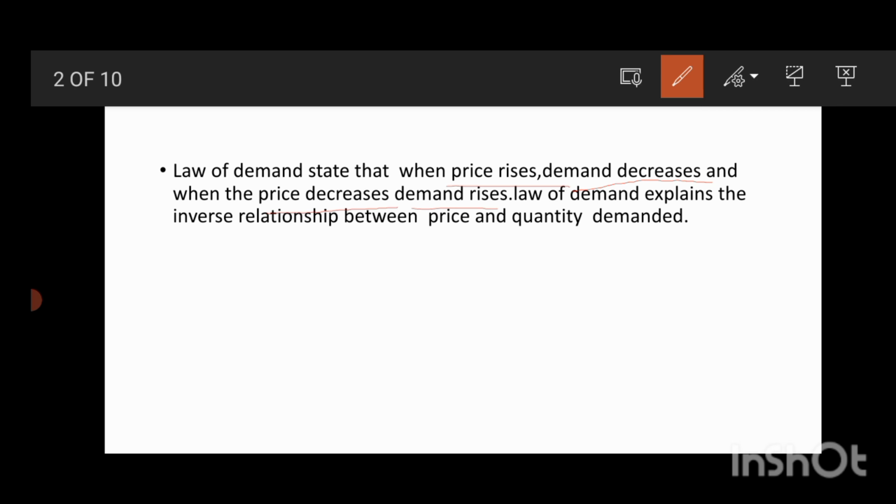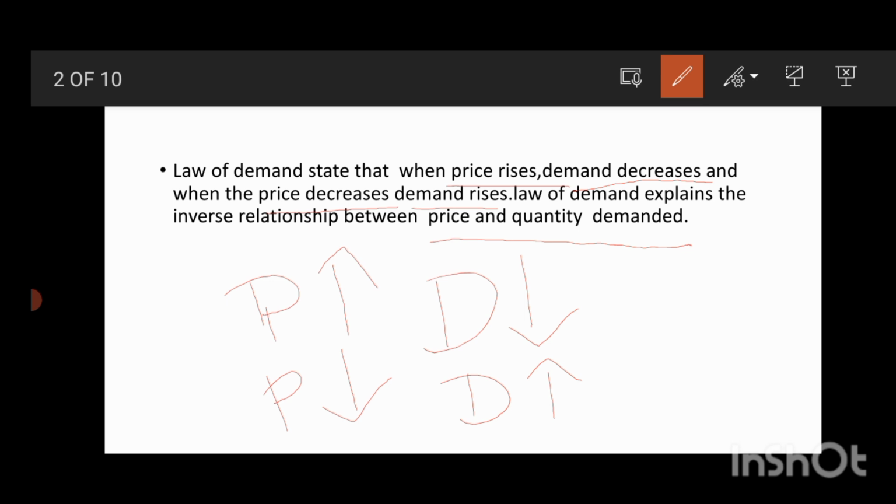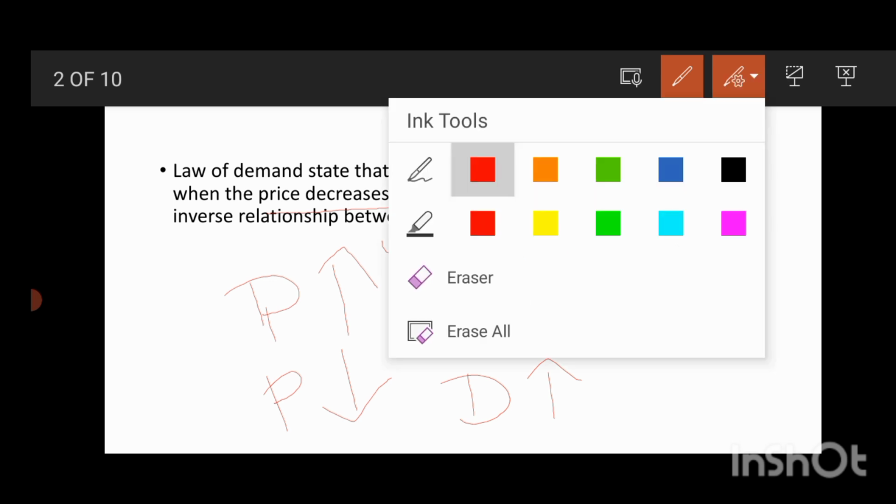This law of demand explains the inverse relationship which exists between price and quantity demanded. As you can see here, when price increases, the quantity demanded for a commodity has decreased. When price decreased, quantity demanded for that commodity, that is nothing but demand for that commodity, has risen. So you can see there is an inverse relationship between price and demand, which was brought out by this law of demand.